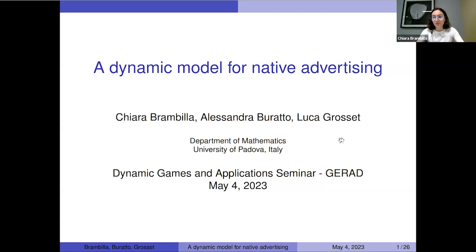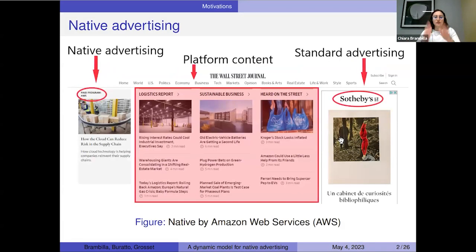I'm going to present a joint paper together with Alessandra Buratto and Luca Grosset from the Department of Mathematics of the University of Padua. Since our paper concerns a dynamic model for native advertising, first of all, I'm going to clarify what native advertising is. But before starting, if anyone has any question, suggestion or even comments, please interrupt me. So let's focus on the figure displayed in the slide.